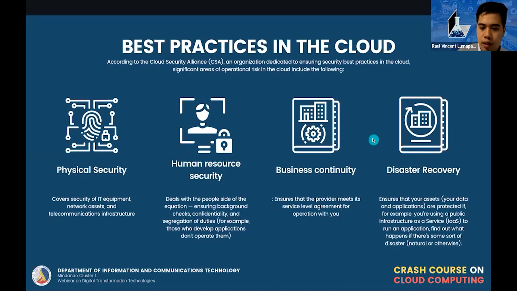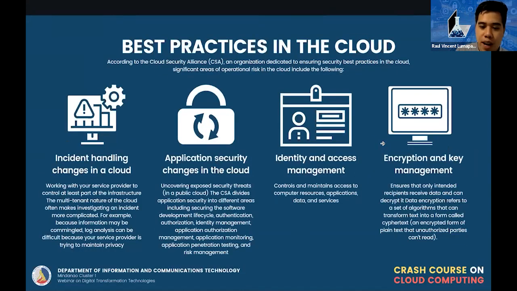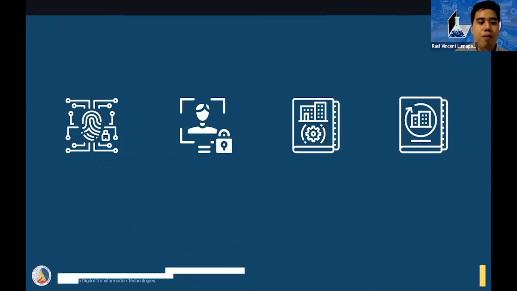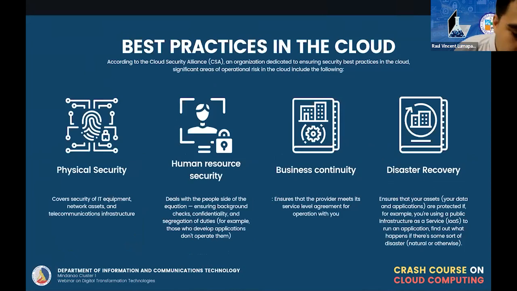I think this is the last one. Then you also have incident handling changes in the cloud, application security changes in the cloud, identity and access management, and encryption and key management. So let's start first with physical security.